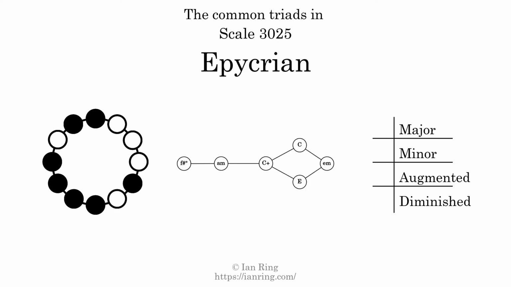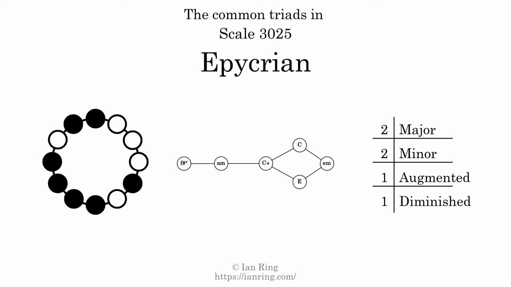Here are the common triads present in this scale. The diagram in the center is a graph of parsimonious voice leading between triads. There are 2 major triads. There are 2 minor triads. There is 1 augmented triad. There is 1 diminished triad.